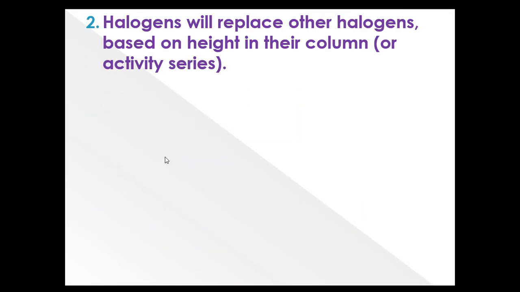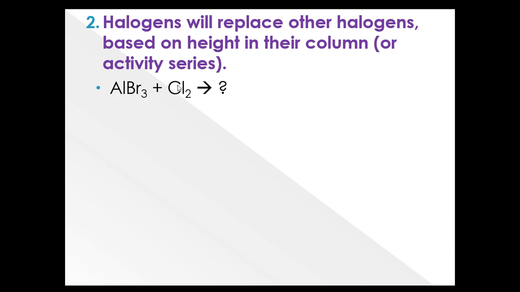All right, rule number 2 says halogens, and halogens are group 17. Halogens will replace other halogens based on where they are on the periodic table, higher up. So anything higher up is going to replace anything that's lower down. If you look at your periodic table, and I'm going to pull mine up, okay, it goes F, Cl, Br, I. So F is going to be most reactive, and then as we go further down, it will be less reactive. So let's look at this example. This is the halogen we're looking at, and this is the halogen we're looking at, not aluminum in this case.